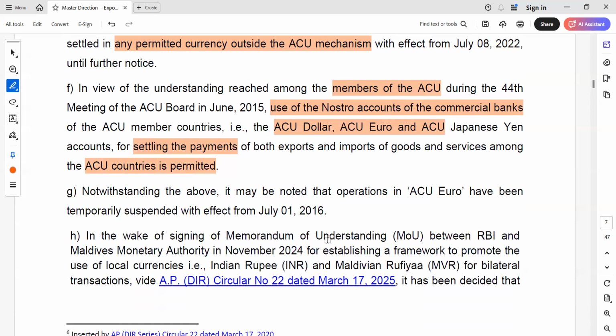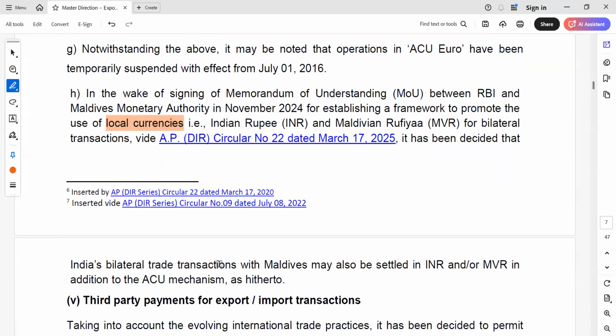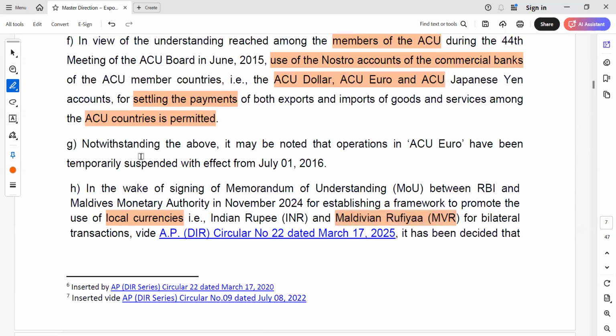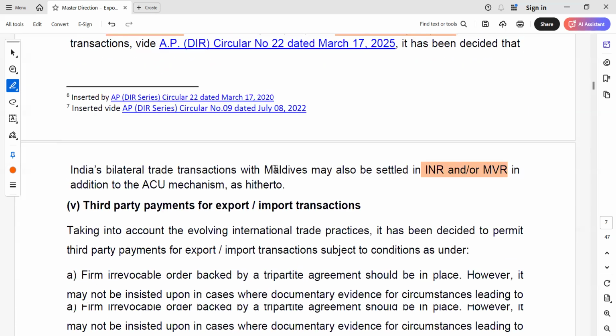In wake of signing of memorandum of understanding between RBI and Maldives Monetary Authority in November 24 for establishing a framework to promote use of local currency, Indian rupee and Maldivian rufiyaa, for bilateral transaction, it has been decided that Indian bilateral trade transaction with Maldives may also be settled in INR. So these are the points, friends, which you can remember that with the Maldives, the transaction can be settled in INR also or Maldivian rufiyaa. Okay, this point, and from here, like for Iran, that we understood. So from anywhere the question can be asked.